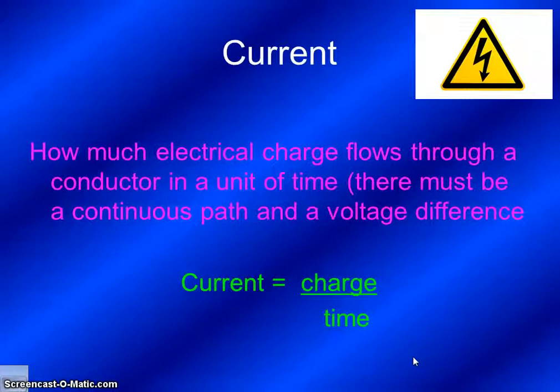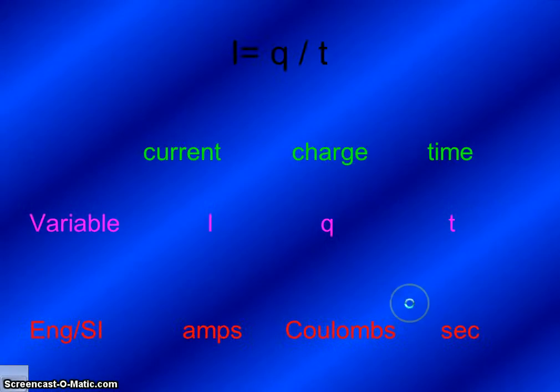Voltage difference just means that you have to have a change in the voltage in an outlet in your house. There is no voltage difference until you plug something in. The equation, this is an old one, current equals charge per time. That's an important one to remember. Again, current is I, charge is Q, and T is time.